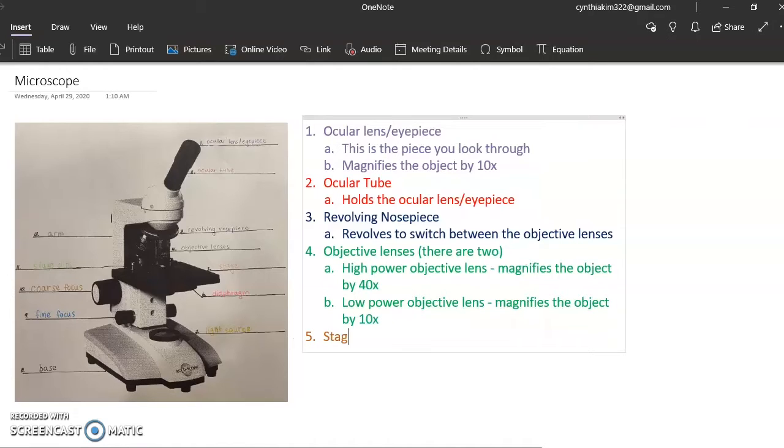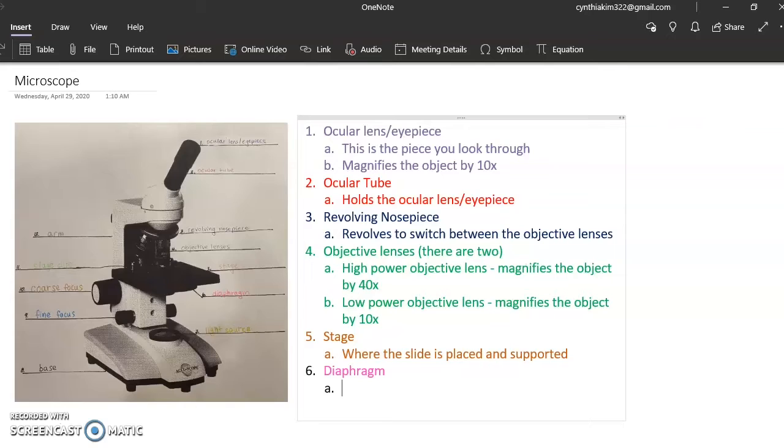So number 5 on the diagram, we have the stage, which is where the slide, or basically a sort of plate where you place what you were looking at, is placed and supported. And below the stage, the diaphragm is located, or number 6 on our diagram, which controls how much light enters and the intensity of the light that is projected onto the slide.